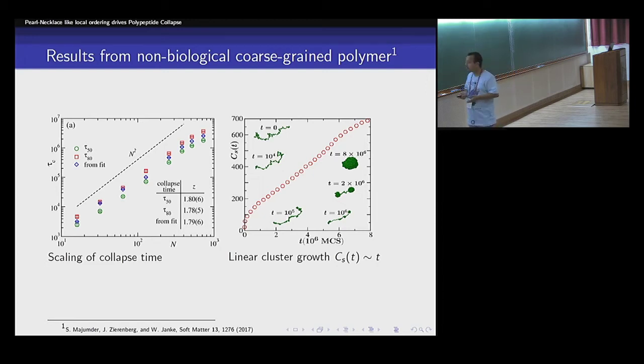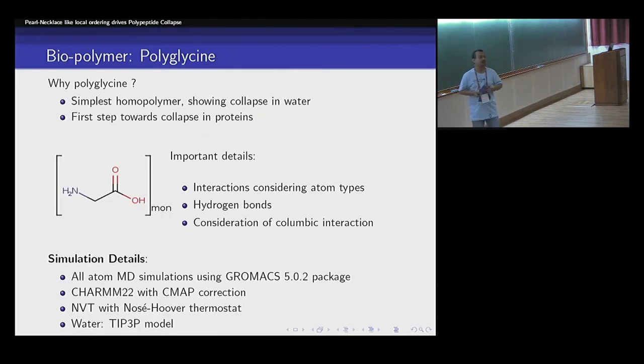Okay, so now in this project we wanted to move from a coarse-grained picture of the polymer to a real polymer, a biopolymer. Motivated by the folding of proteins, we took a polypeptide, and the simplest polypeptide one can think of is polyglycine. The monomer or residue of this polypeptide is very simple, and looks like this.